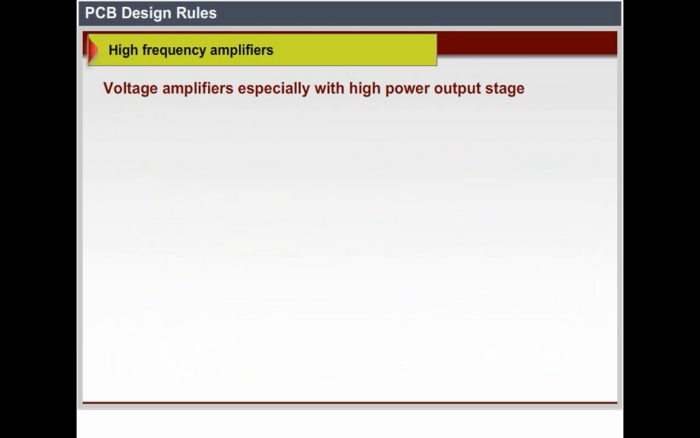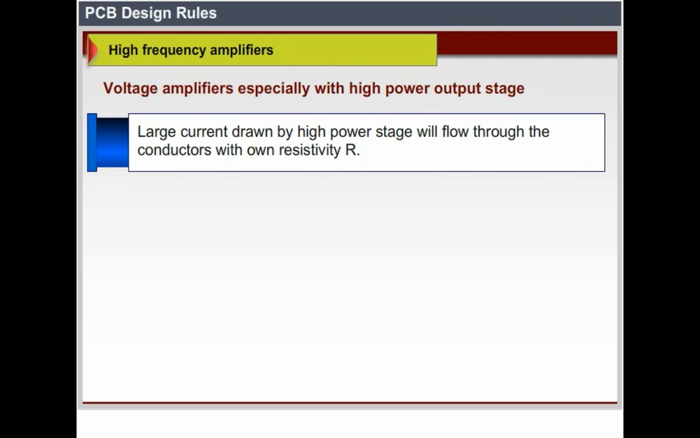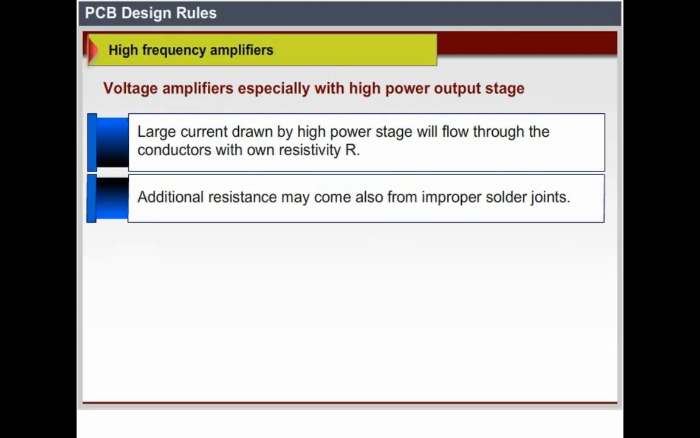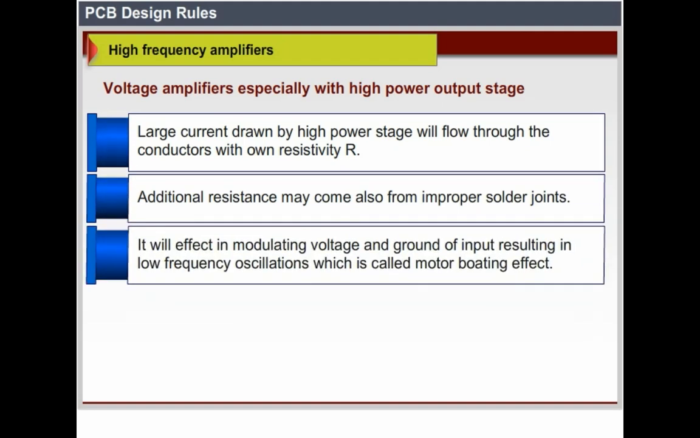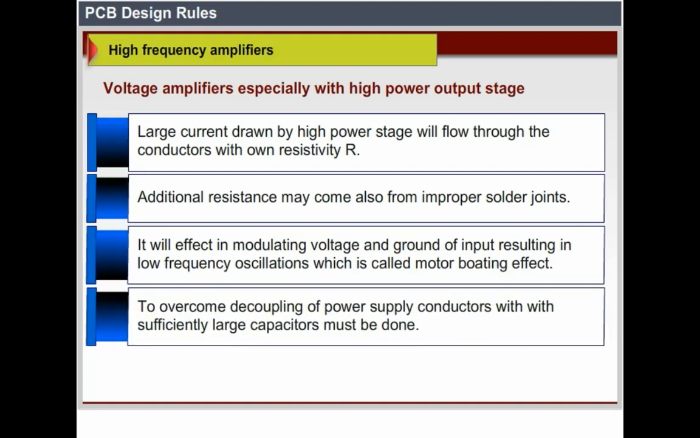Voltage amplifiers, especially with a high power output stage. Large current drawn by the high power stage will flow through the conductors with their own resistivity R. Additional resistance may come also from improper solder joints. It will affect and modulate the voltage and ground of the input, resulting in low frequency oscillations, which is called the motor boating effect. To overcome this, decoupling of power supply conductors with sufficiently large capacitors must be done.